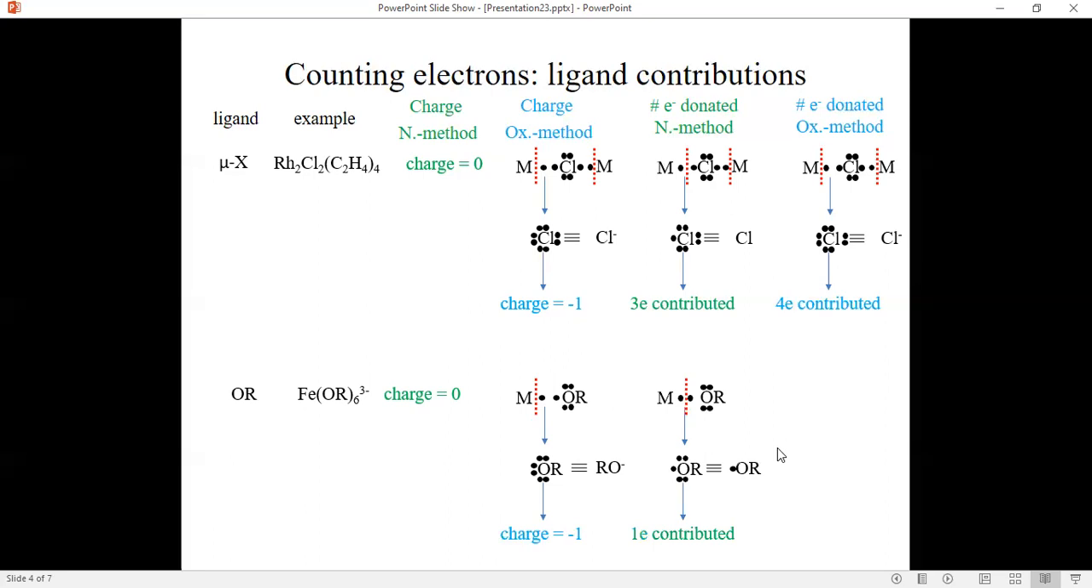What about the oxidation state method? We previously said we have to cleave the bonds heteroleptically, and then we assign both electrons to the ligand, and these are the electrons that are being donated. So overall, we donate 2 electrons.